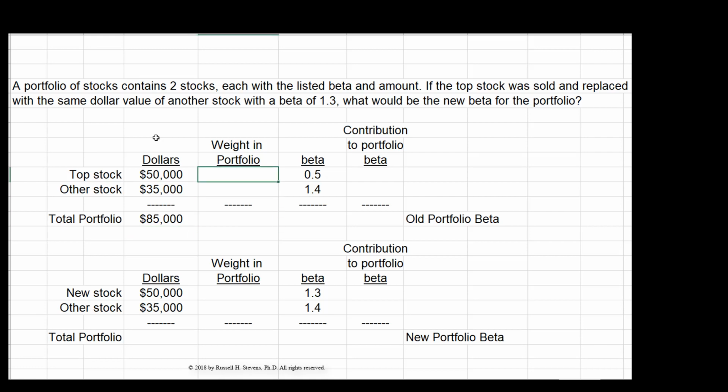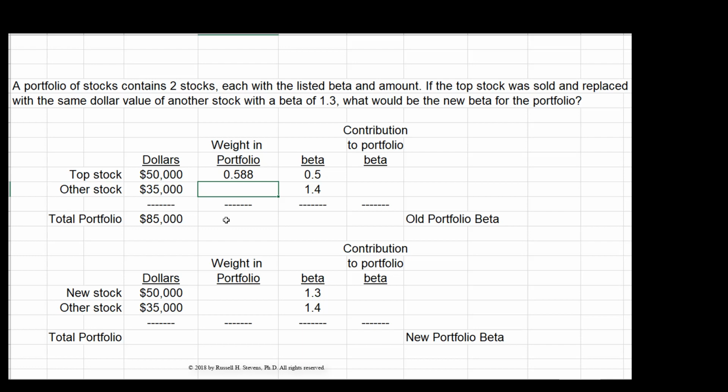Highlight the workbook cell just under Weight in Portfolio. Type in an equals sign. Highlight the $50,000 to the left. Type in a slash to denote division. Highlight the $85,000 and press Enter. This number can be shown either as a decimal or as a percentage. Either is in common usage.